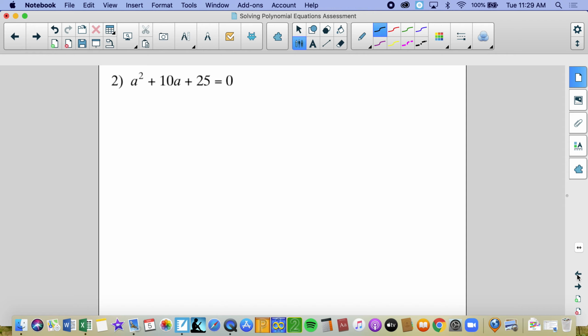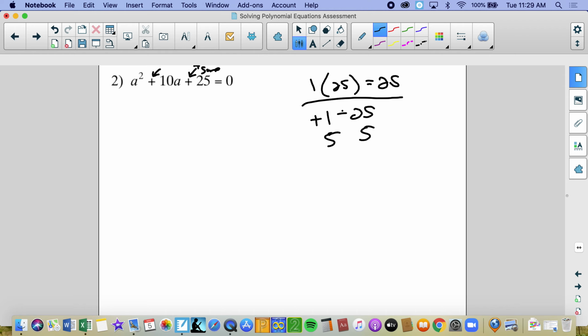Now, we are going to use a times c. A is 1, c is 25. Factors of 25. The signs are the same. When that sign is positive, we know that the signs are going to be the same, and then we look here and we know that they're both positive.